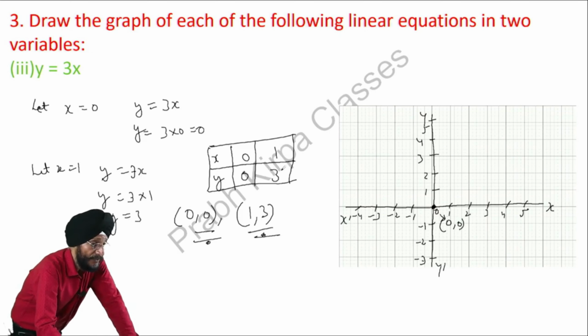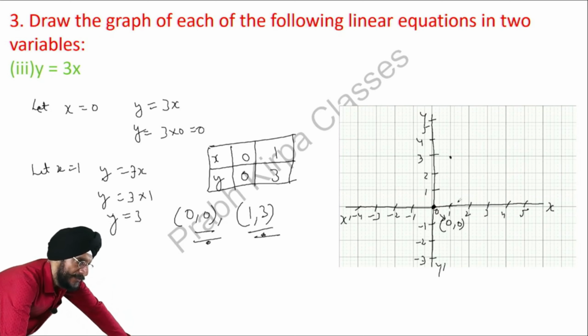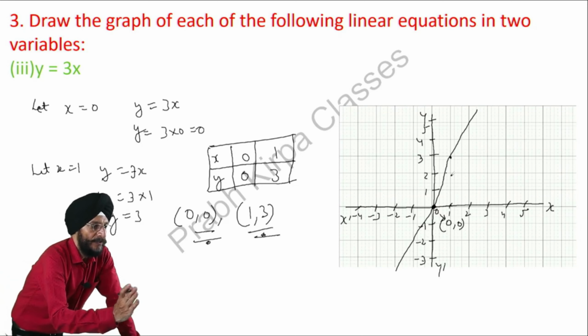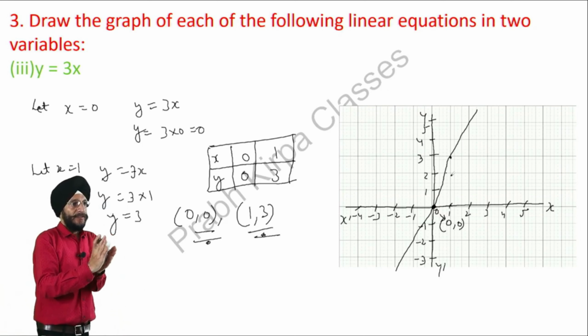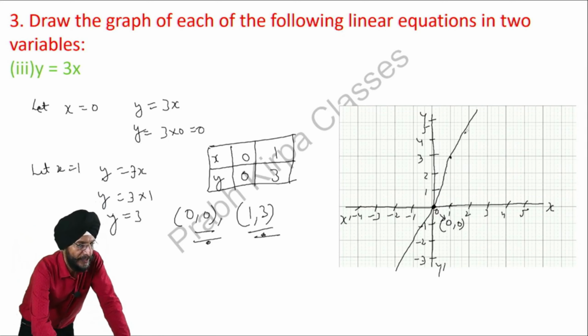Now, what is the other point? The value of x is 1 and the value of y is 3. That is, it is here where the value of y is 3 and the value of x is 1. We will join these 2 points. Here we will join. It will be something like this. You can use anything which can form a straight line.